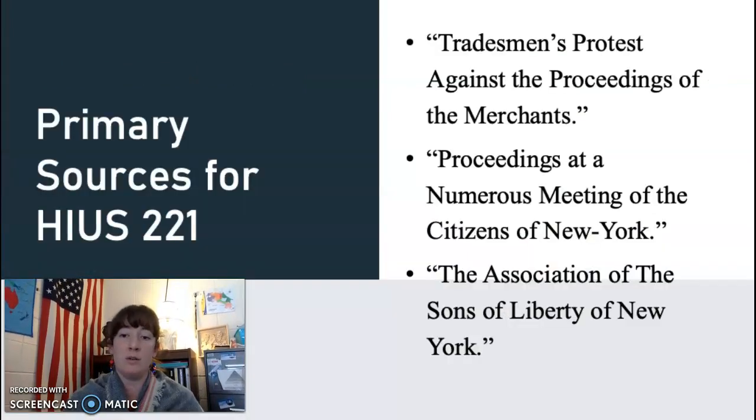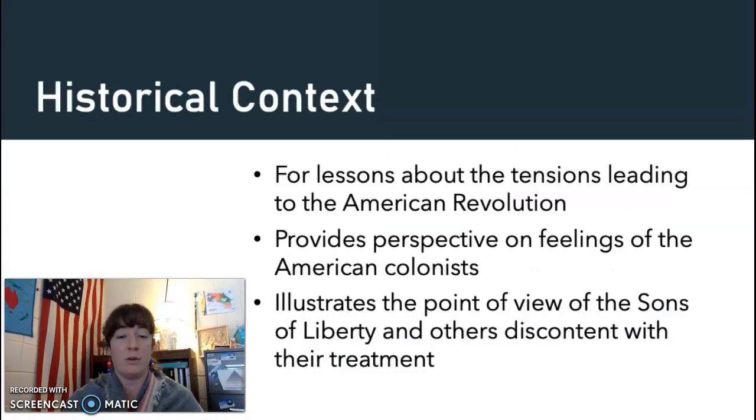So for this, I chose these 3 documents that were a variety. They showed different points of view of Americans leading up to the American Revolution. And so we have the tradesmen's protest against the proceedings of the merchants, the proceedings at a numerous meeting of the citizens of New York, and the Association of the Sons of Liberty of New York, which was the broadside advertising their point of view.